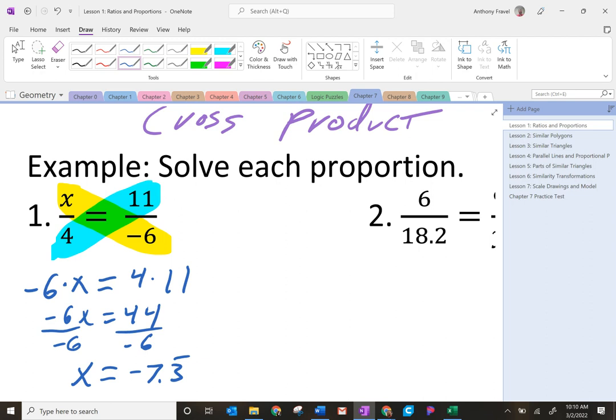Yes, ma'am. So for that one, you only solve for x? Yep, only solve for x. And that's all that it's going to be. It'll be the exact same proportion every single time. So it'd be that 7.3 over 4, or -7.3 over 4, is the exact same as 11 over -6.